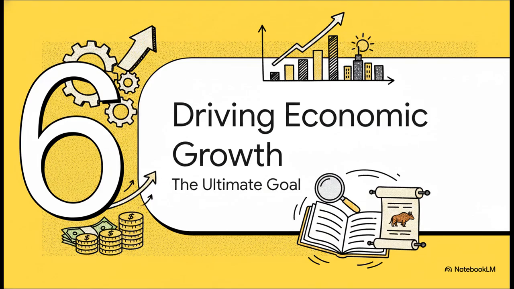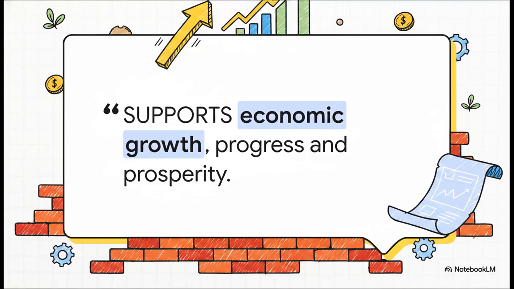Finally, Section 6. Driving economic growth, the ultimate goal. We've spent this whole explainer deep in the weeds, looking at granular rules, deductions, and enforcement mechanisms, but it's so important to step back and ask, why do we even have these 171 pages in the first place? The answer is found right at the very end of the source text, stated loud and clear. The ultimate national objective of this complex architecture is that it supports economic growth, progress, and prosperity.